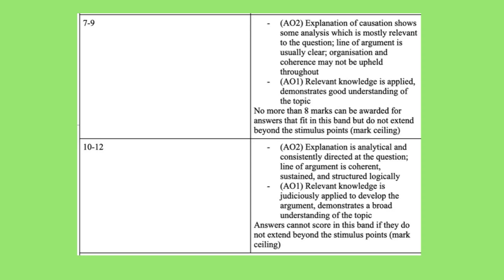Now here we're seeing words like analytical, consistently directed to the question, coherent, logical. So firstly, in order to be analytical, you need to have stated the factor that you think was an important cause and then explained it. So you've brought in bits of your own knowledge. You've explained why that caused the event. So make it really clear what you're arguing. That then will make it much easier for the examiner to follow your structure, to really understand what you're arguing.